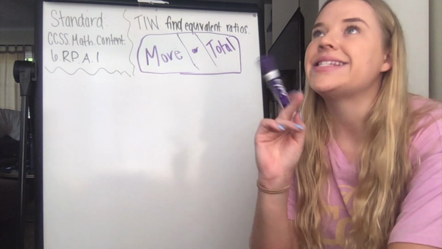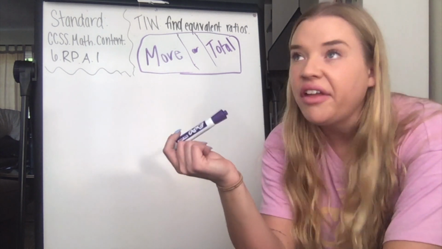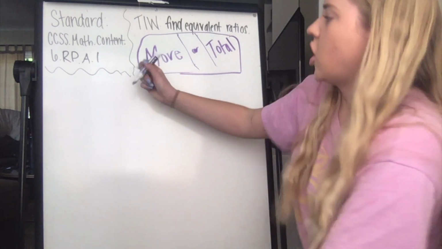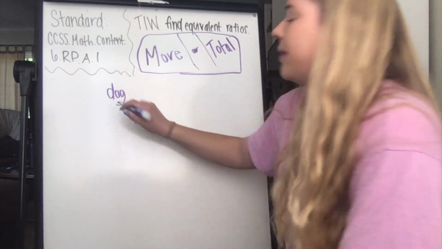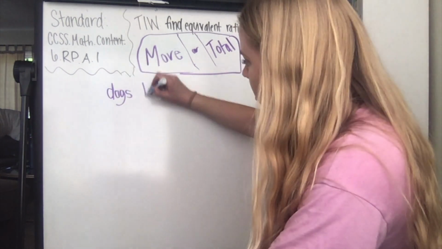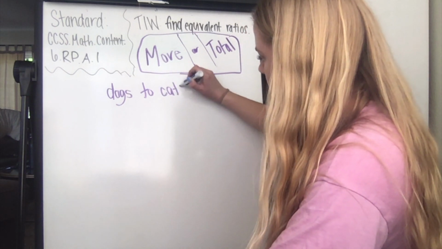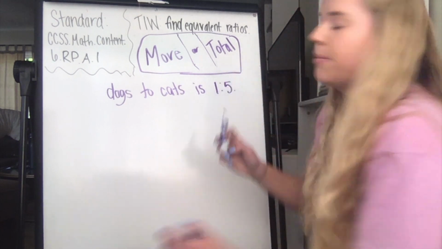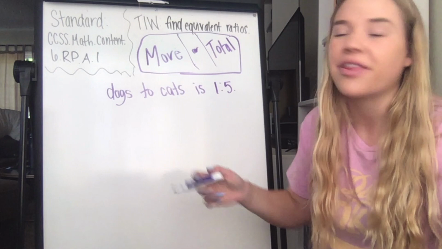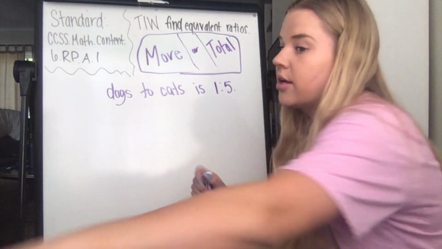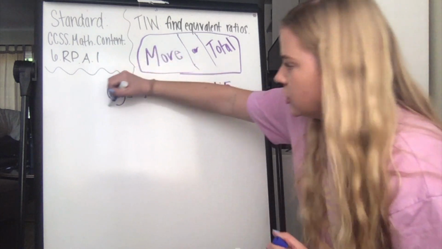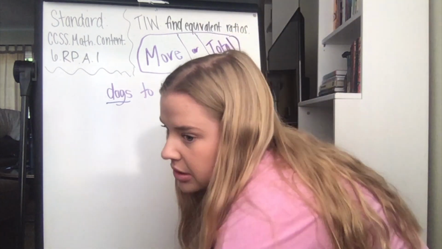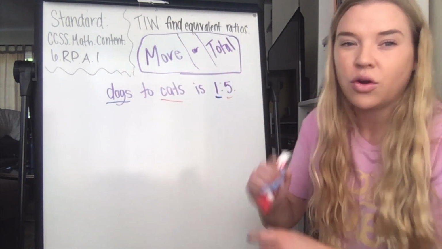So let's say the ratio of dogs to cats. Dogs to cats. Oh my goodness gracious. I hope I'm not being graded on my handwriting. Dogs to cats is 1 to 5. Okay? Not a good sentence. The ratio of dogs to cats is 1 to 5. So, which one comes first in my sentence? Dogs. Which one comes first in my ratio? 1. So that means that there's 1 dog for every 5 cats. Order matters, remember that.